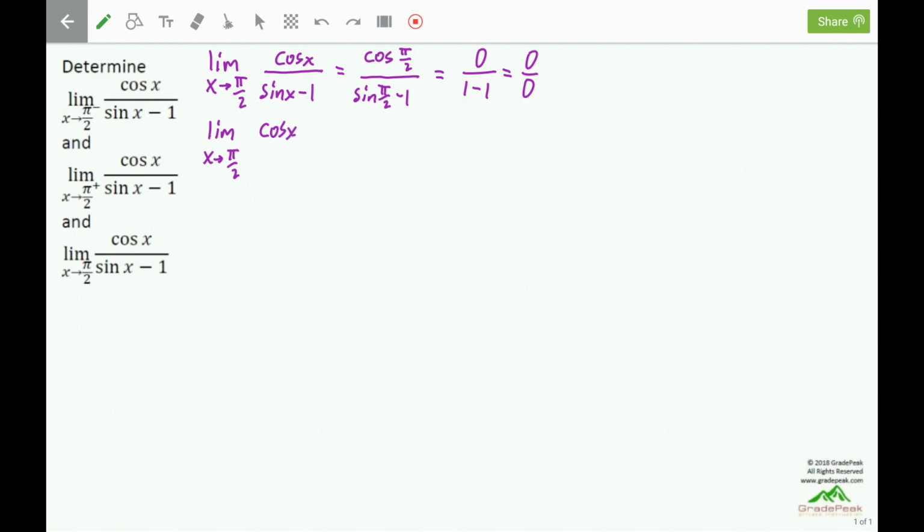The original limit can now be multiplied by the trig conjugate. The conjugate of the trig combination is the same two terms, but opposite sign between them, so there'll be sine of x plus 1. And we will put it over itself, a form of 1, so that when we multiply, we do not change the value, just the look.